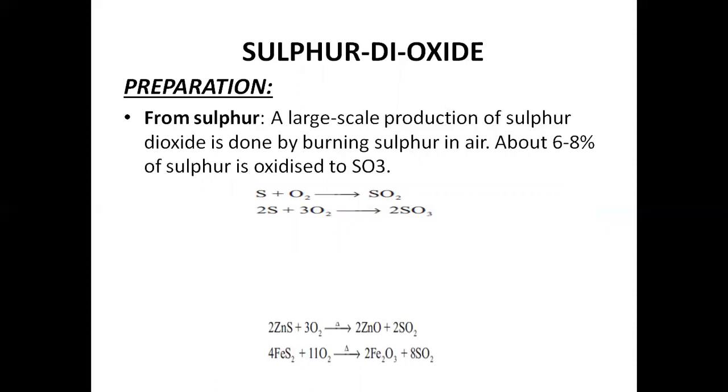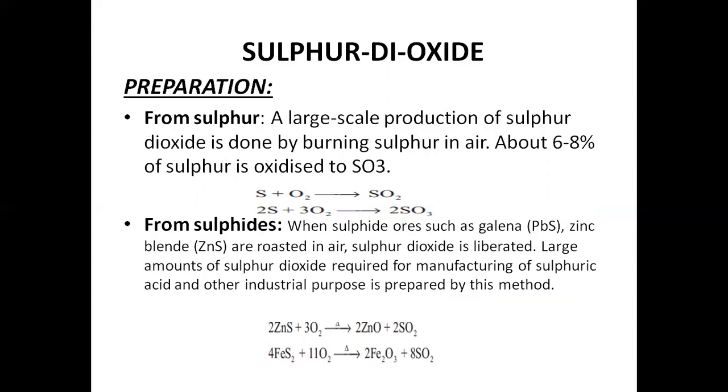From sulfur, large scale production of sulfur dioxide is done by burning sulfur in the presence of air. Sulfur plus oxygen gives sulfur dioxide. In the presence of an excess amount of air, it forms sulfur trioxide. About 68% of sulfur is oxidized to sulfur trioxide.